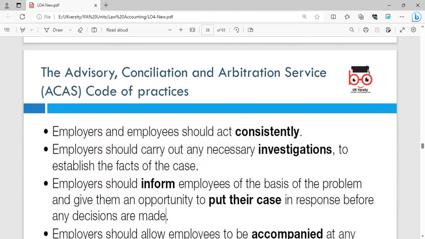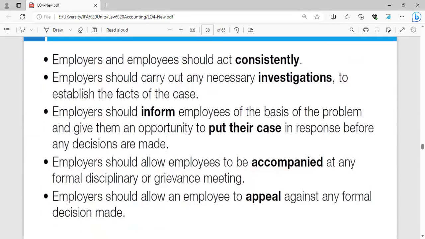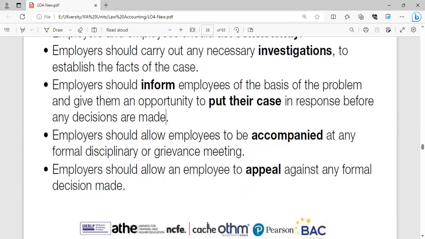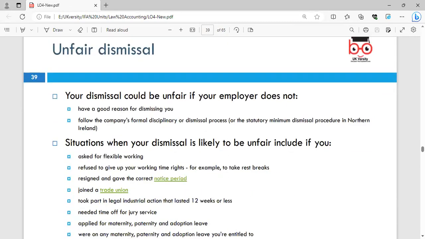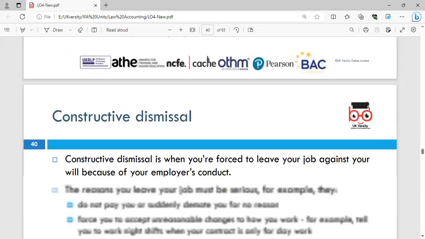We have the employment tribunal, where a consistent investigation is involved and the cases are put forward. These are all the codes on unfair dismissal which we need to look at. That can damage the company's reputation. The case can go to the employment tribunal. So we have to look around.